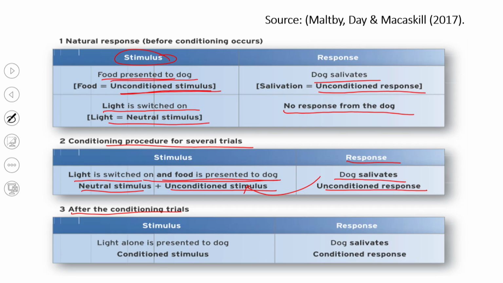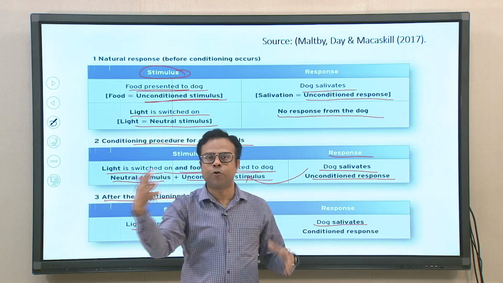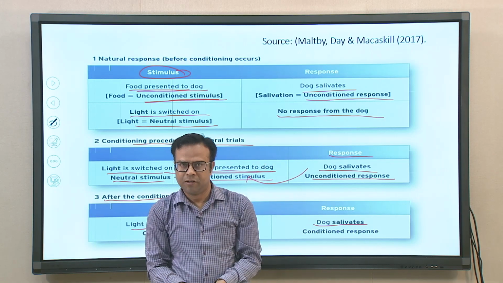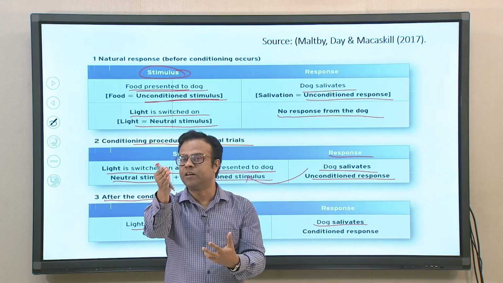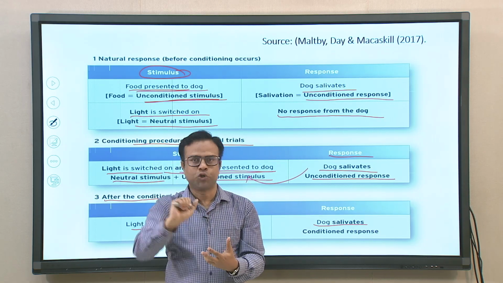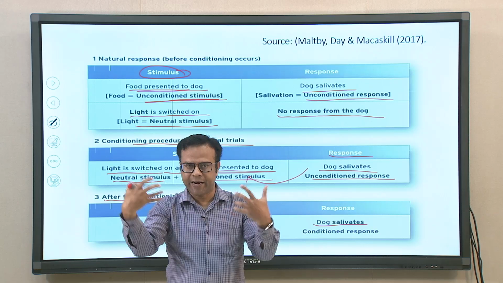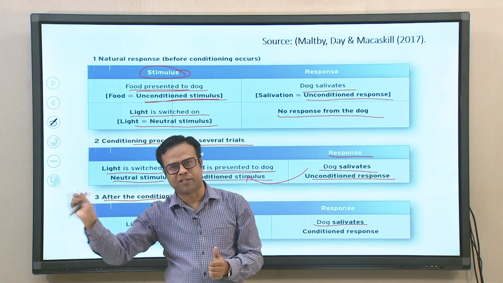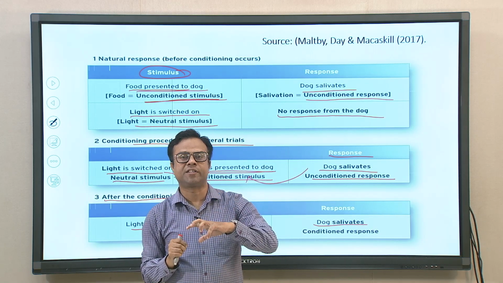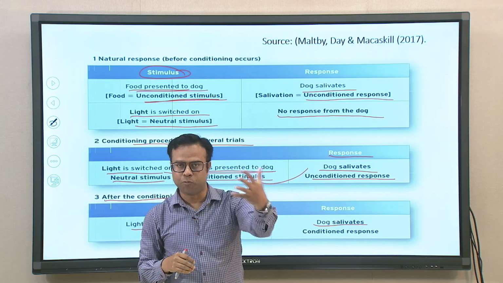Third step, when this is paired again and again, light, food, saliva, light, food, saliva, for many trials, what happens after that? When the light alone is presented, the dog starts salivating. If you switch on the light without giving food, the dog starts salivating. This is a new response. The dog was not salivating initially when the light was switched on, but when it was paired with the food again and again, just switching on the light makes the dog salivate. This is a new response the dog has learned by association.